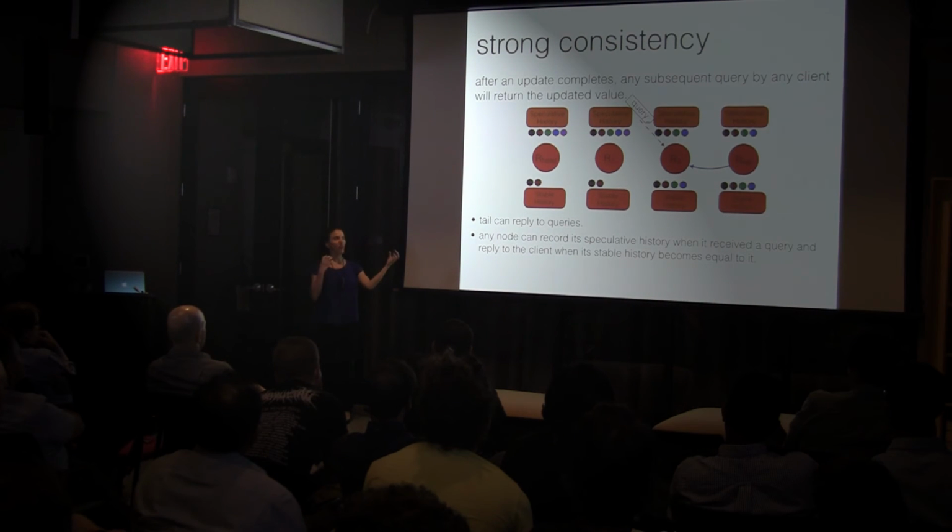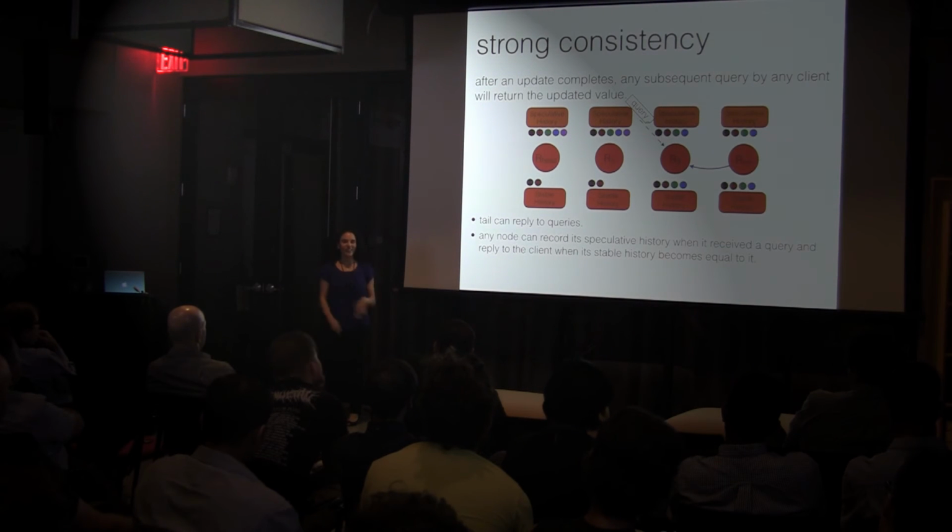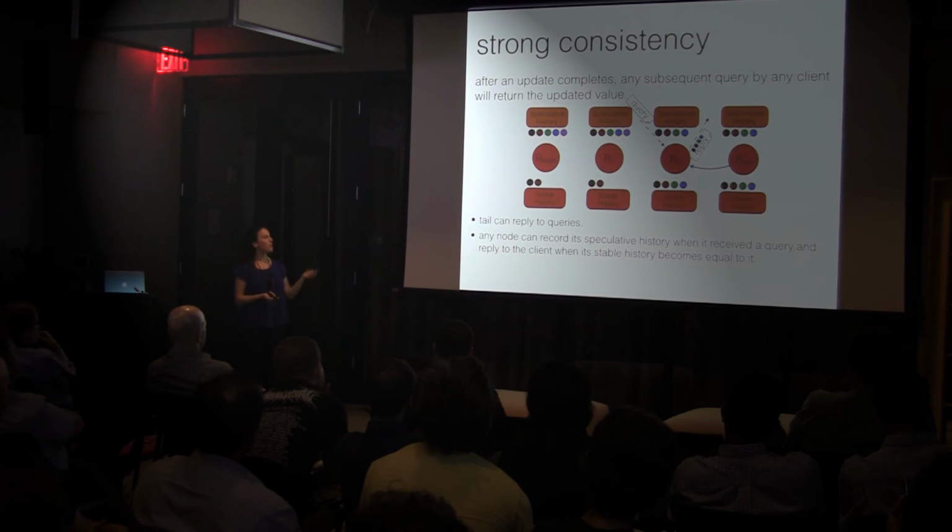And this follows, or we can see this clearly now because of the way the histories are ordered. So we know that if blue made it to the stable history of R3, it definitely made it to the stable history of the tail. And then we send a reply.